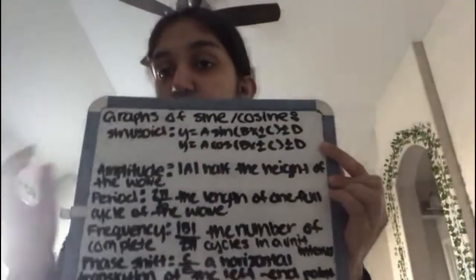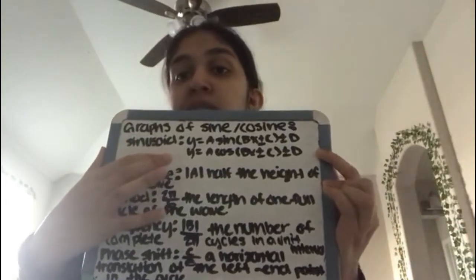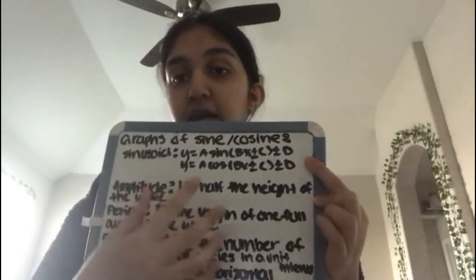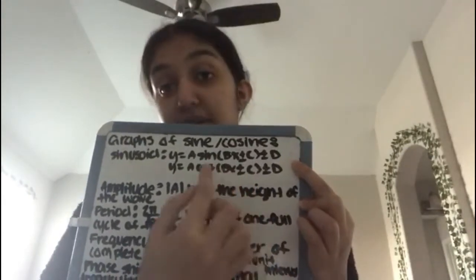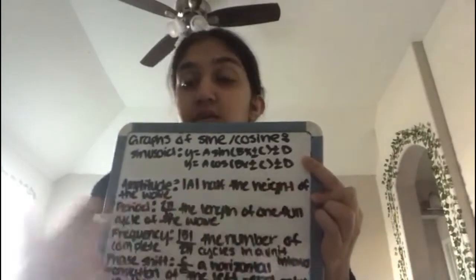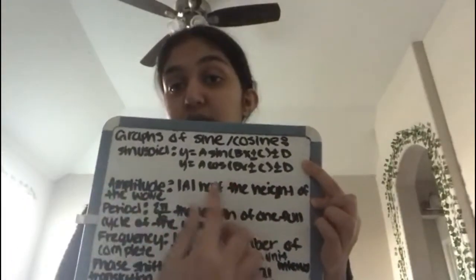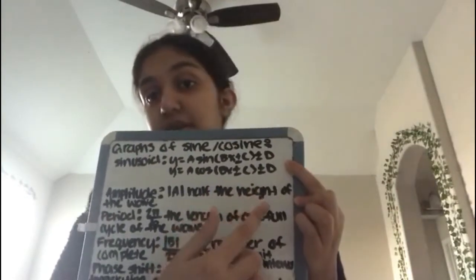For starters, the most common equation you will find is this: a sine of parenthesis bx plus c. You can use plus or negative, it doesn't have to be only plus. And then plus or negative d. The same thing applies to cosine: a cosine of parenthesis bx plus or negative c, plus or negative d.